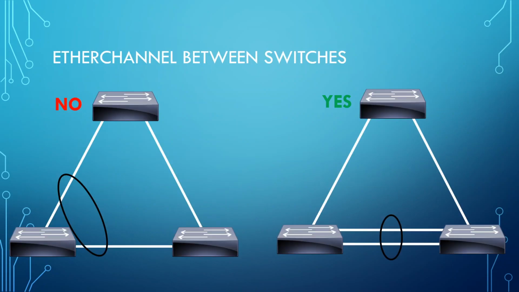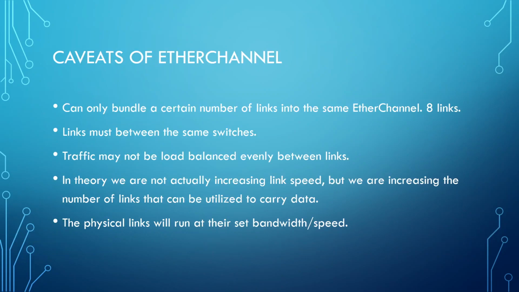So we can't do something like this. We can't put this link and this link into the same EtherChannel. Why? Because they don't connect to the same switch. This link connects to this switch up here. This link connects to this switch down here. So no, they can't be part of the same EtherChannel. However, these 2 links can, because they both end up going to the same switch. So yes, those can be part of the same EtherChannel. And then STP won't come and ruin our party by blocking one of those links.